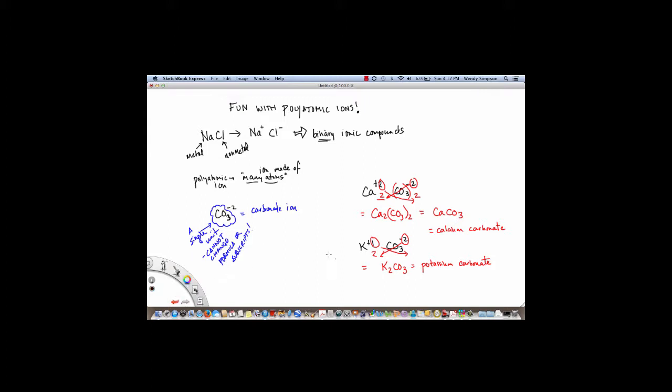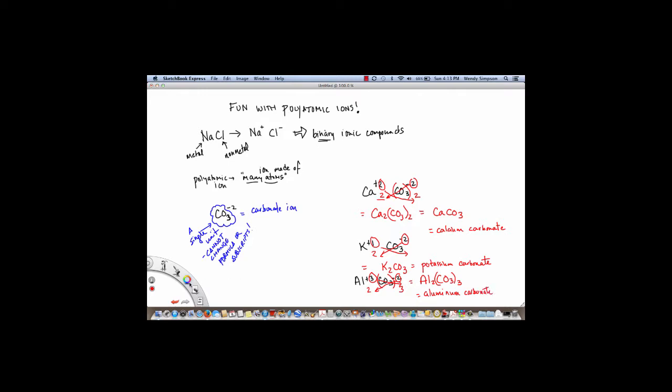For one more example, if I combine aluminum with a +3 charge with carbonate, which has a -2 charge, and I apply the crisscross rule, the 3 becomes a subscript on the carbonate. And remember, I need to put parentheses around the CO3 before I add the new subscript. And the 2 becomes a subscript on the aluminum. So I end up with the formula Al2(CO3)3. And the name of this compound is aluminum carbonate.